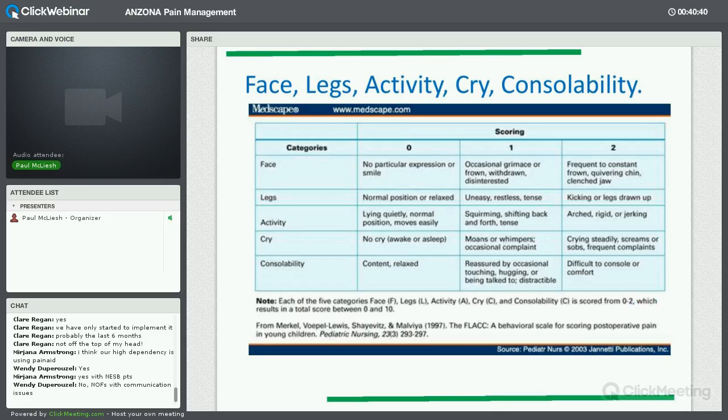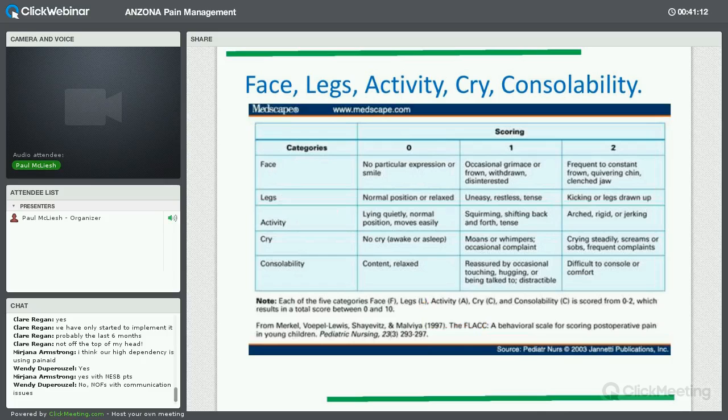Cool. All right, this is another scale, the FLACC scale, so faces, legs, activity, cry, and consolability. This is often used with young kids or babies as well to assess their pain. So there's the different categories there. The face, what's their face looking like? Are they grimacing? The legs, are they in normal position? Are they restless? Tense? Are they kicking, or are their legs drawn up? Activity, are they arched, rigid, jerking? Crying, and consolability as well. So that is a way of assessing someone's pain.